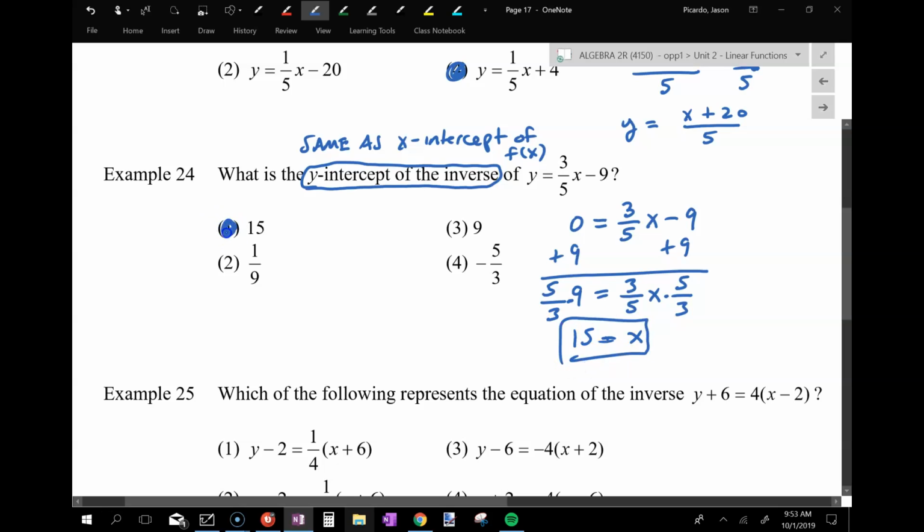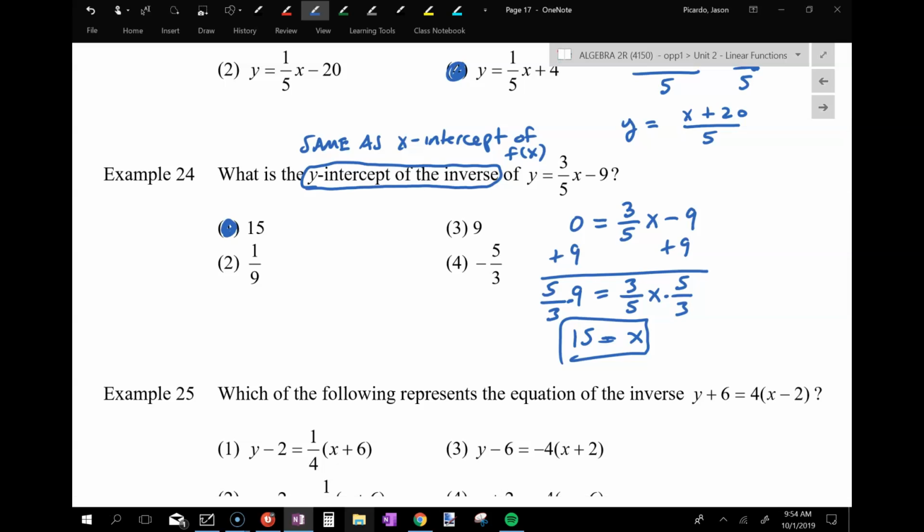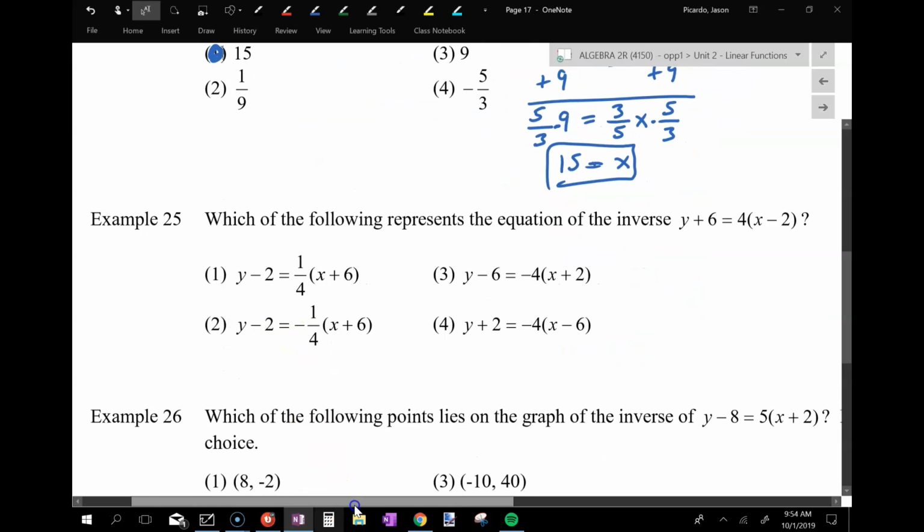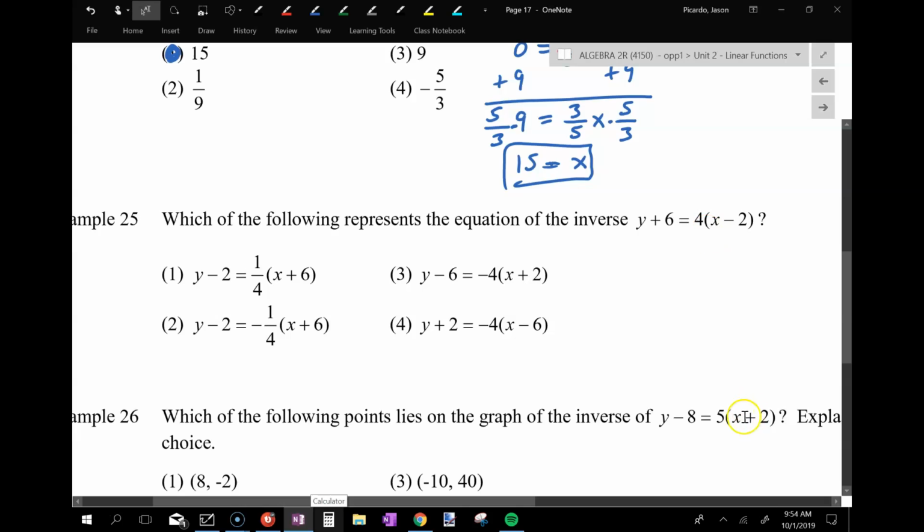All right. And guys, on a multiple choice question like this, do you need to do that in your head? No, you're hopefully going to just solve that on your calculator, aren't you? Yeah. Which equation represents the inverse? What am I going to do? Switch them.